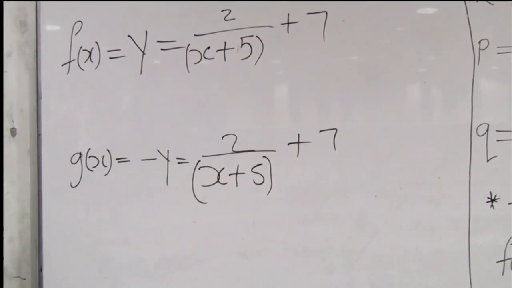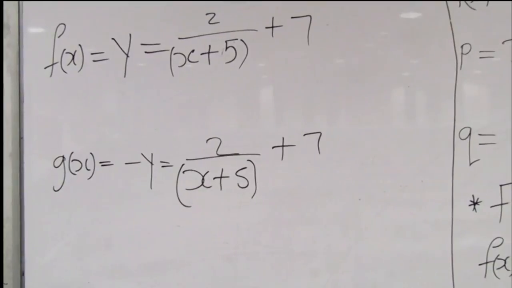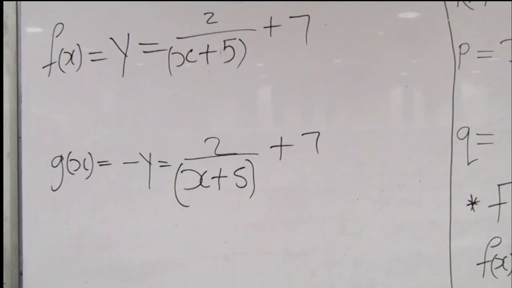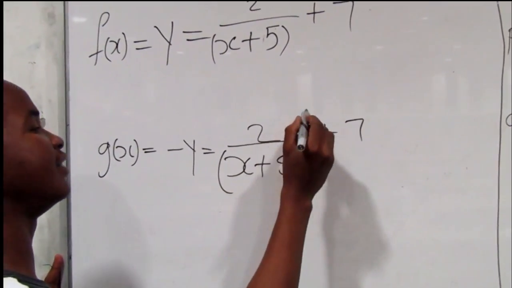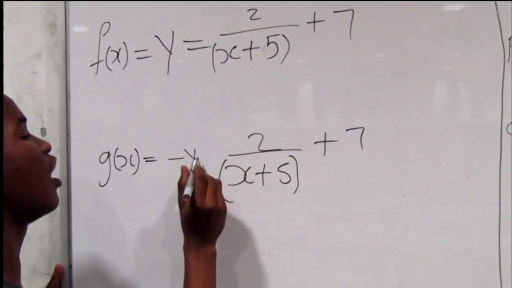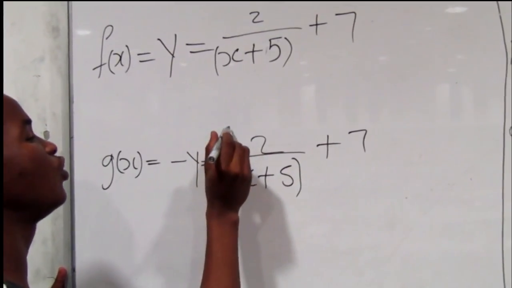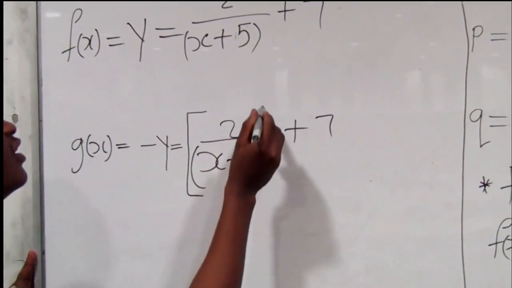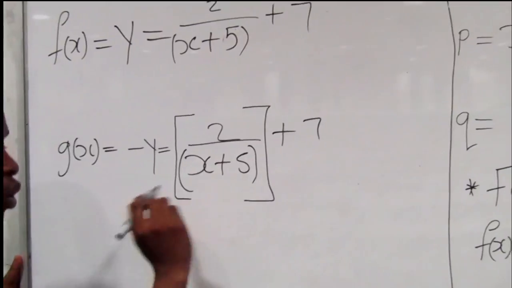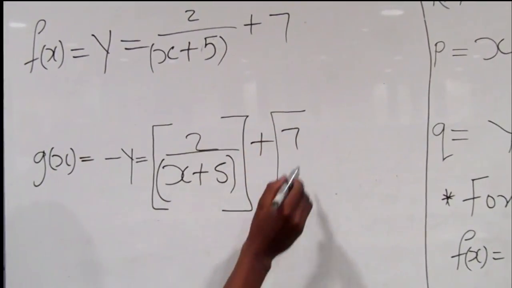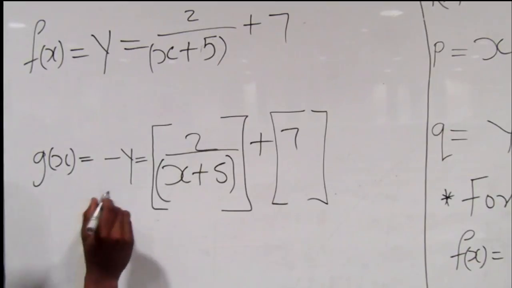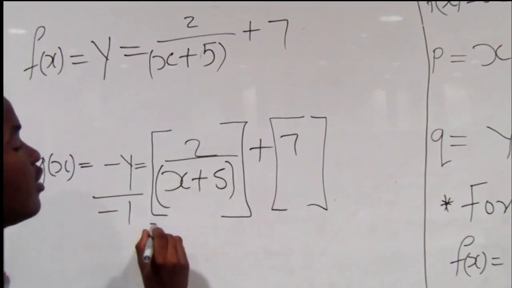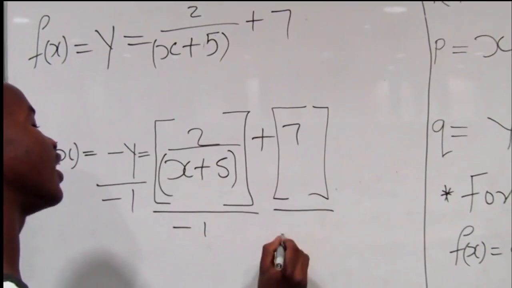How are we going to simplify this? We need to divide the whole by negative 1 so that we can get y as positive. Every time a function is reflected along the x-axis, you need to multiply your y by negative 1, so you divide the whole thing by negative 1. This is one term, this is the second term. When you reflect your function along the x-axis, we divide this term by negative 1, and this term by negative 1, and this term again by negative 1.